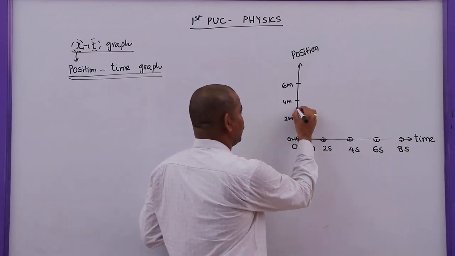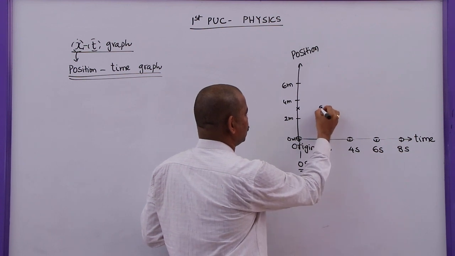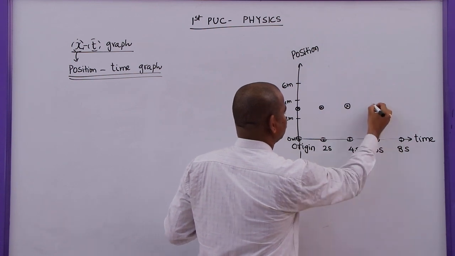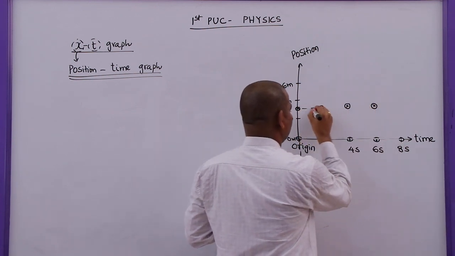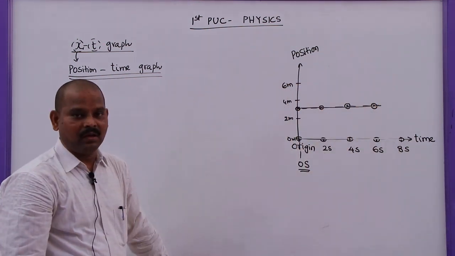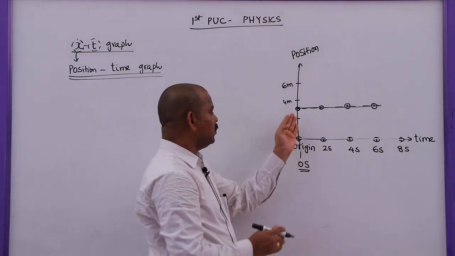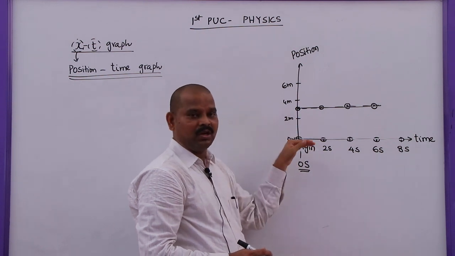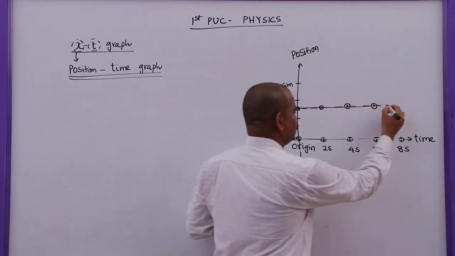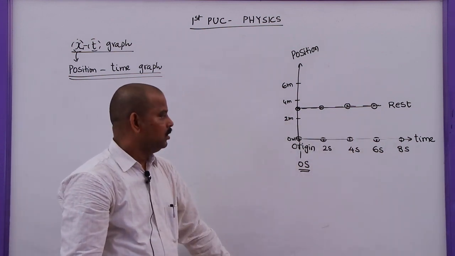A body is at a 3 meter distance when the time is 0 seconds. After 2 seconds, the position is 3 meters. After 4 seconds, position is 3 meters. After 6 seconds, position is 3 meters. So here, if you join this, you will get a line. So this is also a position time graph, but here also the body is at rest. That means the distance of that object from the origin is 3 meter initially. After some time intervals, the position is not changing. So this is also a body at rest. So this graph represents a body at rest.